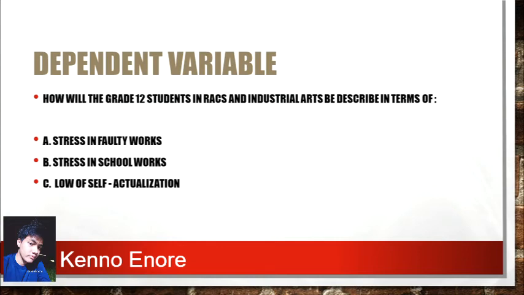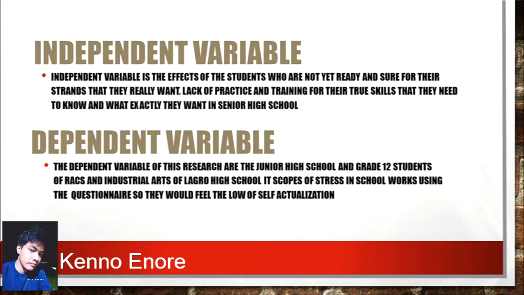C. Lack of self-actualization. Independent variable. The independent variable is the effects on the students who are not yet ready and sure of the strengths that they really want. Lack of practice and training for their true skills that they need to know and what exactly they want in senior high school. Dependent variable. The dependent variable of this research are the junior high school and grade 12 students of RACS and industrial arts of Lagro High School. It scopes stress in school works using a questionnaire so they would feel the lack of self-actualization.